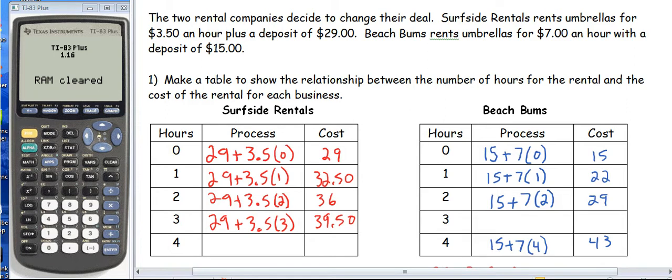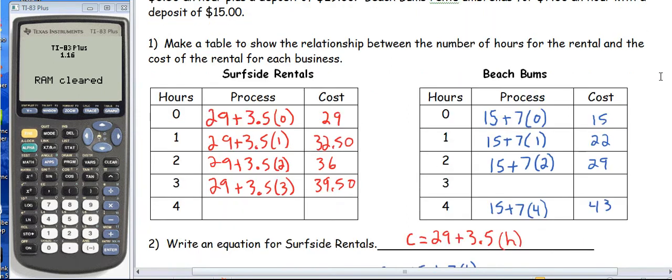Surfside Rentals rents umbrellas for $3.50 an hour plus a deposit of $29. Beach Bums rents umbrellas for $7 an hour with a deposit of $15. As you can see, I've already begun to fill in the table. The expectation is that you will fill in the blanks. So go ahead, stop the video, copy, and then fill in the blanks with your own answers, and we'll be checking that in class.